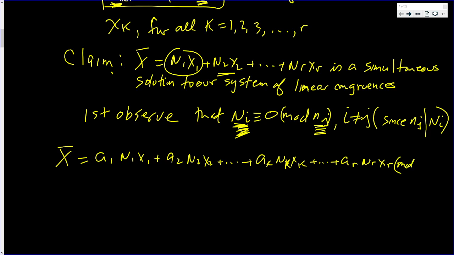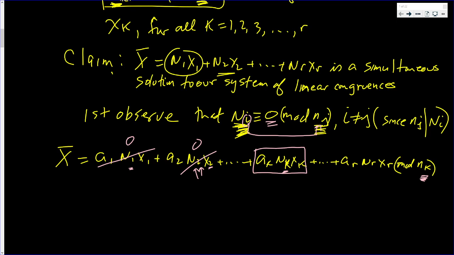If we're doing this in mod, say, n sub k, we know that if these subscripts are different, we get 0. If those subscripts are different, well, this subscript and this subscript are different. That's 0. This subscript 2 and n sub k are different. That's 0. This subscript and this subscript are not different, so we'll talk about that in a moment. And those two subscripts are different, so we get 0. So this is congruent to a sub k, N sub k, x sub k, mod n sub k.